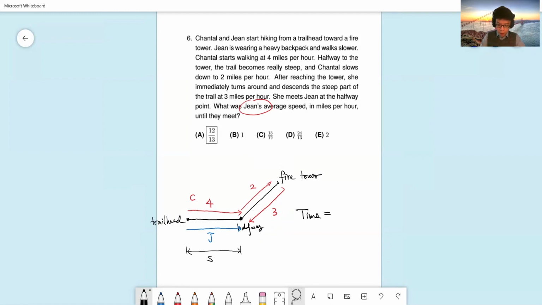For the first s, Chantal's speed was 4. For the second s, Chantal's speed was 2. For the third part, Chantal's speed was 3. That's the total time, and this corresponds to 13 over 12s. And for Jean, her distance was just s. So the velocity of Jean is the distance divided by time, which gives you 12 over 13. That's her speed. So the answer here is A.